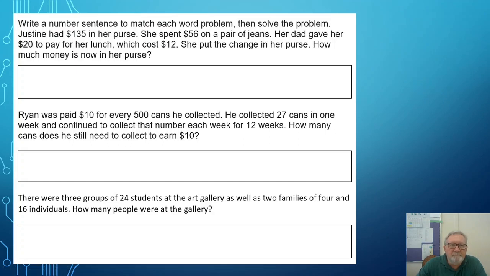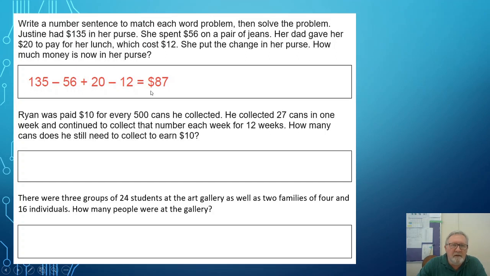Let's see how you went. So Justine had $135 in her purse. She spent money on jeans, $56. Her dad then gave her more money for lunch, so that added to it. And her lunch cost her $12, so that was what she spent. So she put the change in her purse. How much money did she have in her purse?